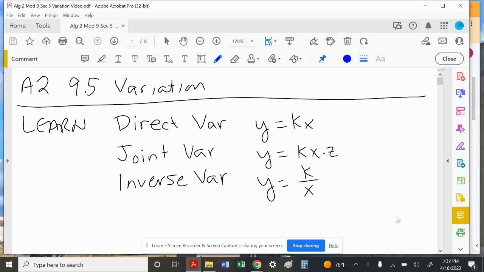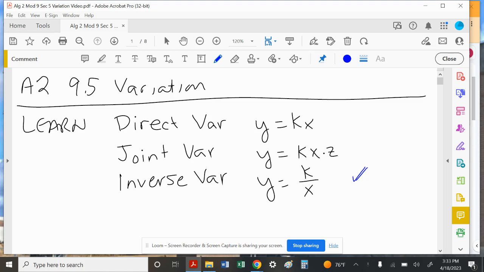Okay, let's go ahead and move into section 9.5, which is variation. It's a little bit of a change from all these rational expressions, even though you'll notice that we do deal with one rational expression type down here. But pretty much this goes off in a different direction.